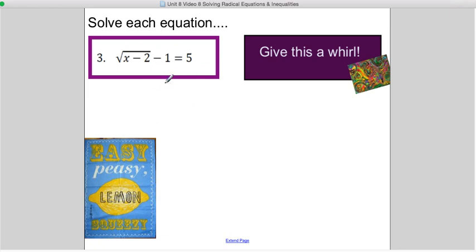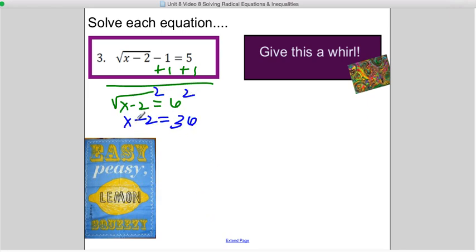This one is very similar to our example 1. So I'm just going to go ahead and add 1 to both sides. Now I have the radical of x minus 2 equals 6. Now my radical is by itself. Square both sides. I have x minus 2 is equal to 36. I would add 2 and I get x is equal to 38.